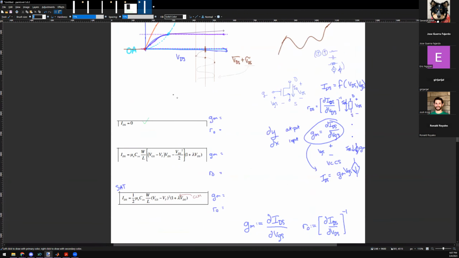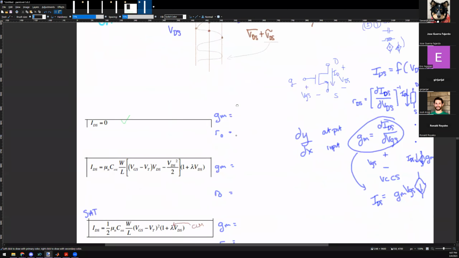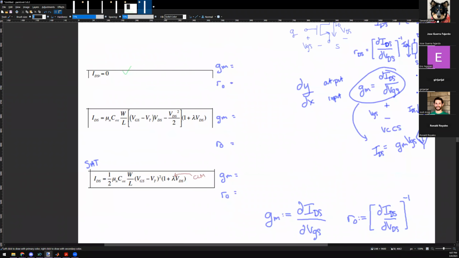So in every region, if I take a derivative here, I have to use the equation for that region. Now in cutoff, if IDS is equal to 0, what are these derivatives equal to? What's GM equal to? Zero. And what's RO equal to? Do the derivative, you get 0, invert it: infinity.